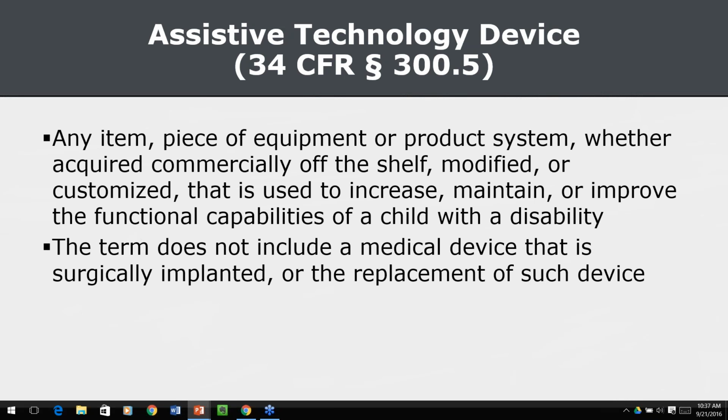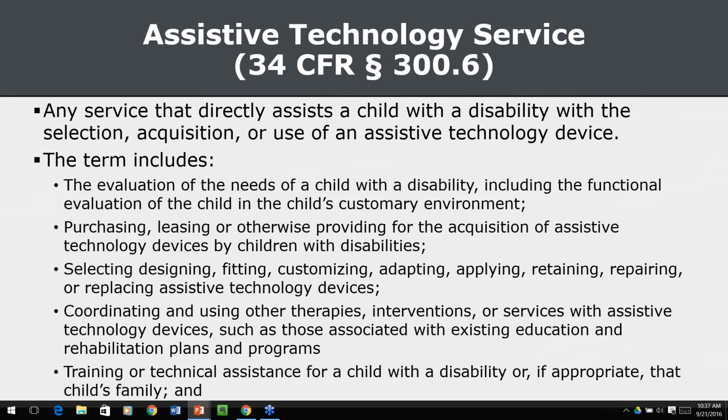It includes the high-tech stuff like Dynavoxes for kids that can't speak, and it also applies to consumer items like iPads and iPods and computer hardware. This is the list in the regulation of what the term includes, and you can see in this bulleted list that it includes a lot: evaluation, purchasing, selecting, and so on. I want you to take a minute and pay particular attention to the last bullet point here. Assistive technology includes training and technical assistance for the kiddo, and this is where I think we sometimes miss the boat, and training and assistance for the child's family.